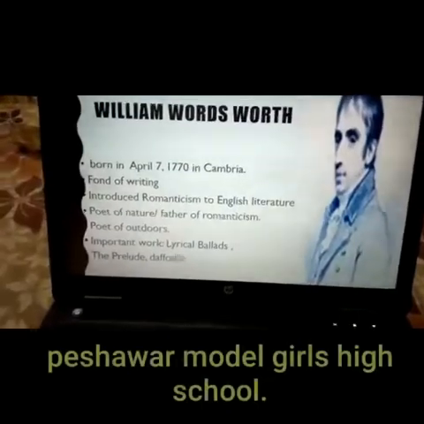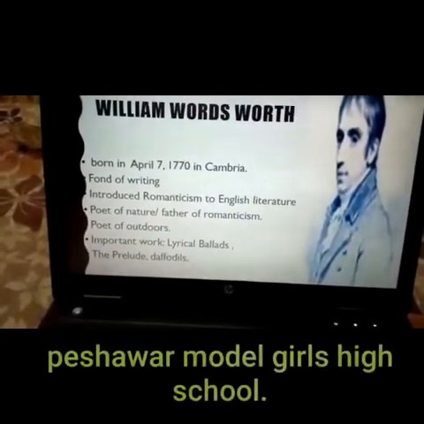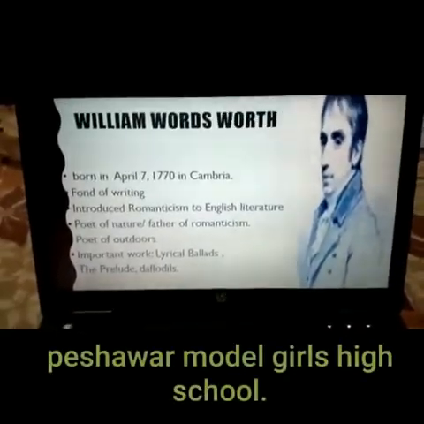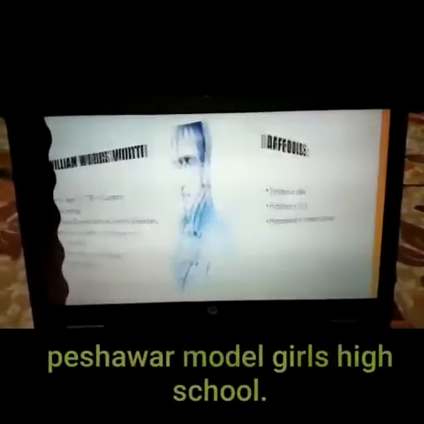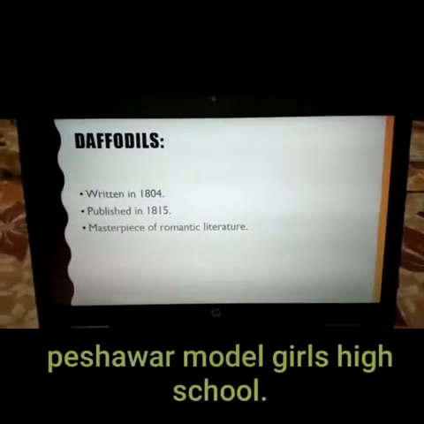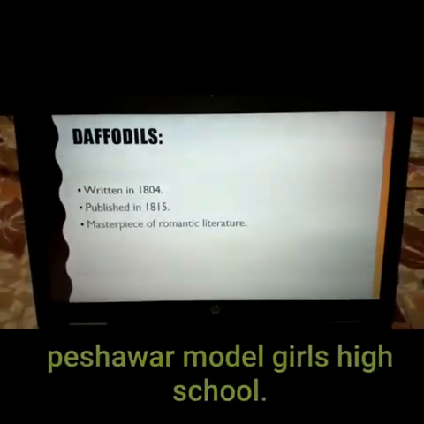The important work that was done by the poet William Wordsworth is given over here: Lyrical Ballads, The Prelude, and Daffodils. These are the important poems of the poet William Wordsworth. Now, how did he write Daffodils? The point is how he wrote Daffodils.